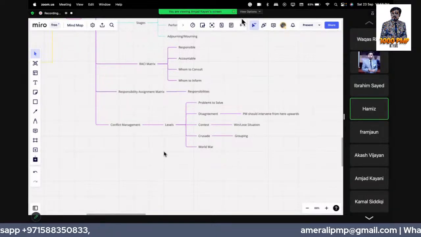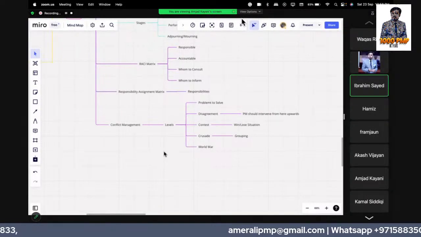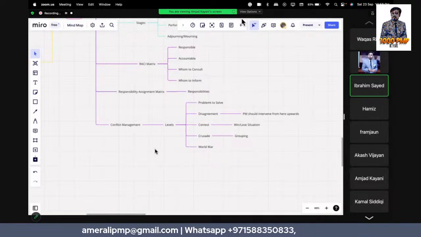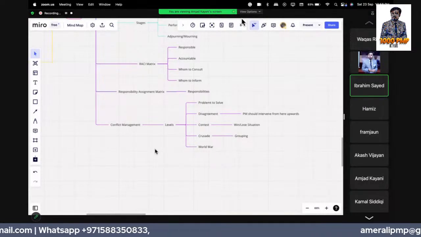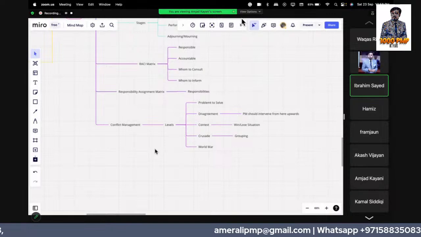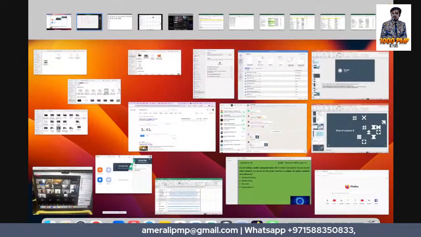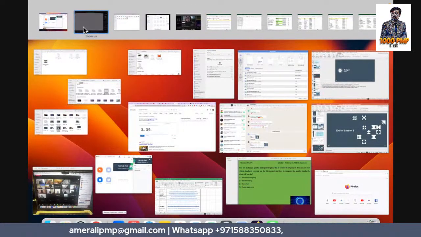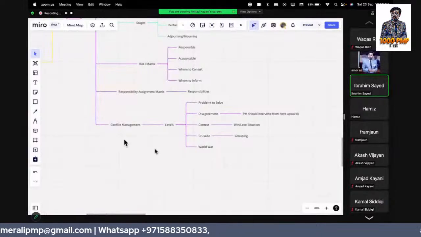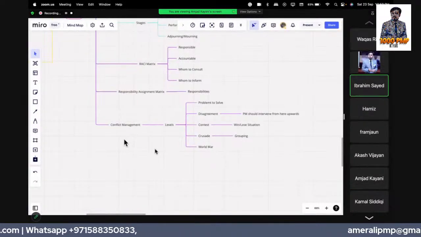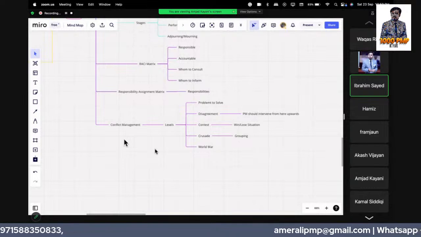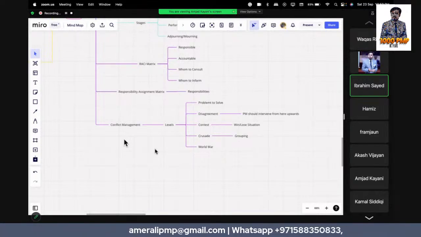There are 5 levels of conflict in the team. One is L1, which is called problem to solve. This is a problem between two things. The project manager should not get involved here. The second level is disagreement, where the project manager starts to interact with the team. Third is contest, where there is a win or lose situation. Then crusade, where grouping starts, and finally the world war.